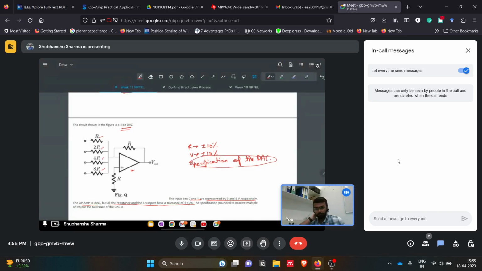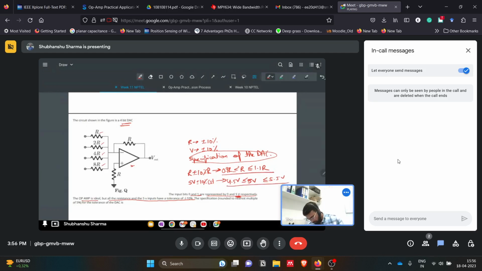We have R as plus minus 10% of R, which is basically 0.9R less than or equal to R less than or equal to 1.1R. And since the voltage value is 5 volts or 0 volts, for 5 volts, plus minus 10% of 5 volts means it can be greater than or equal to 4.5 volts and less than or equal to 5.5. So it will vary between these values. This is voltage, this is resistance.